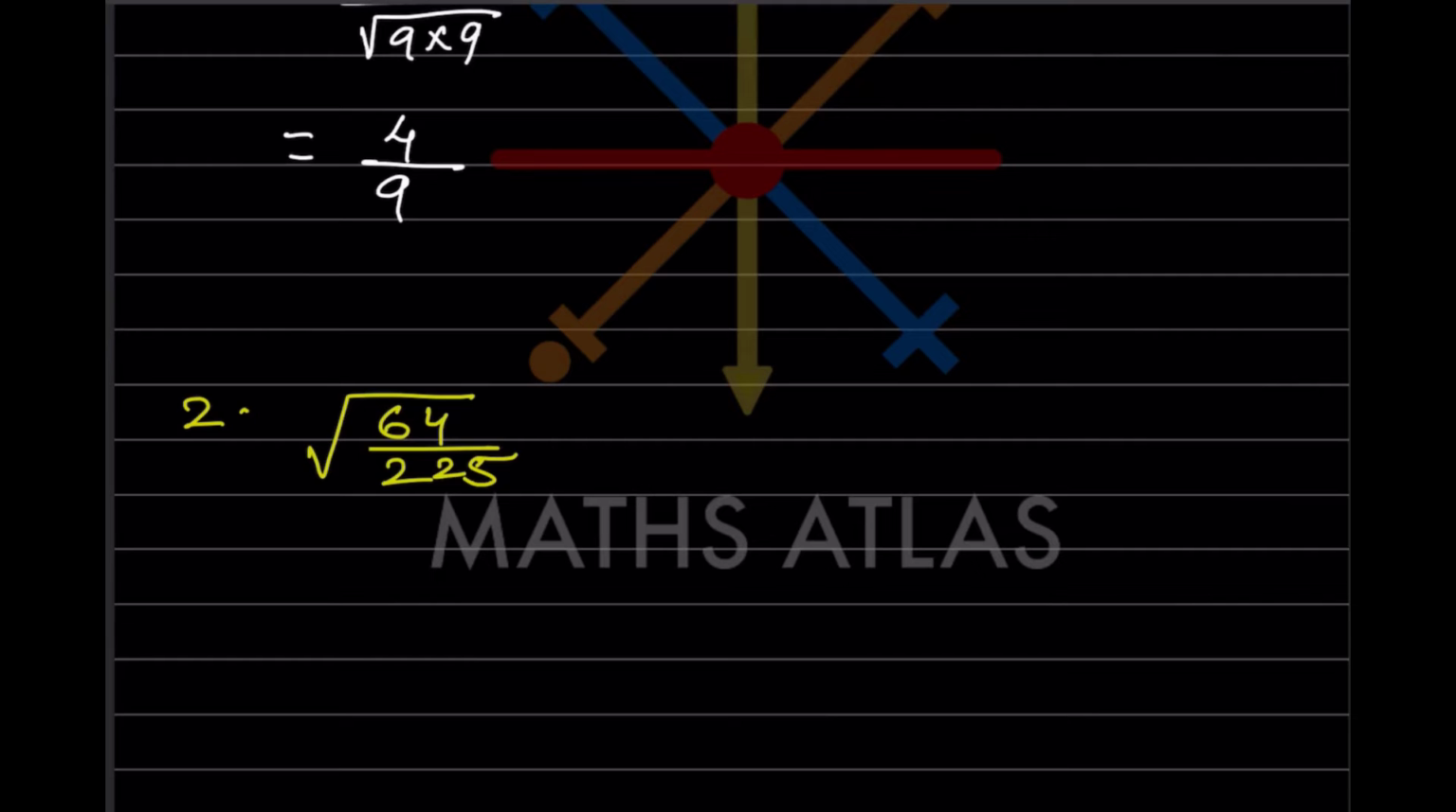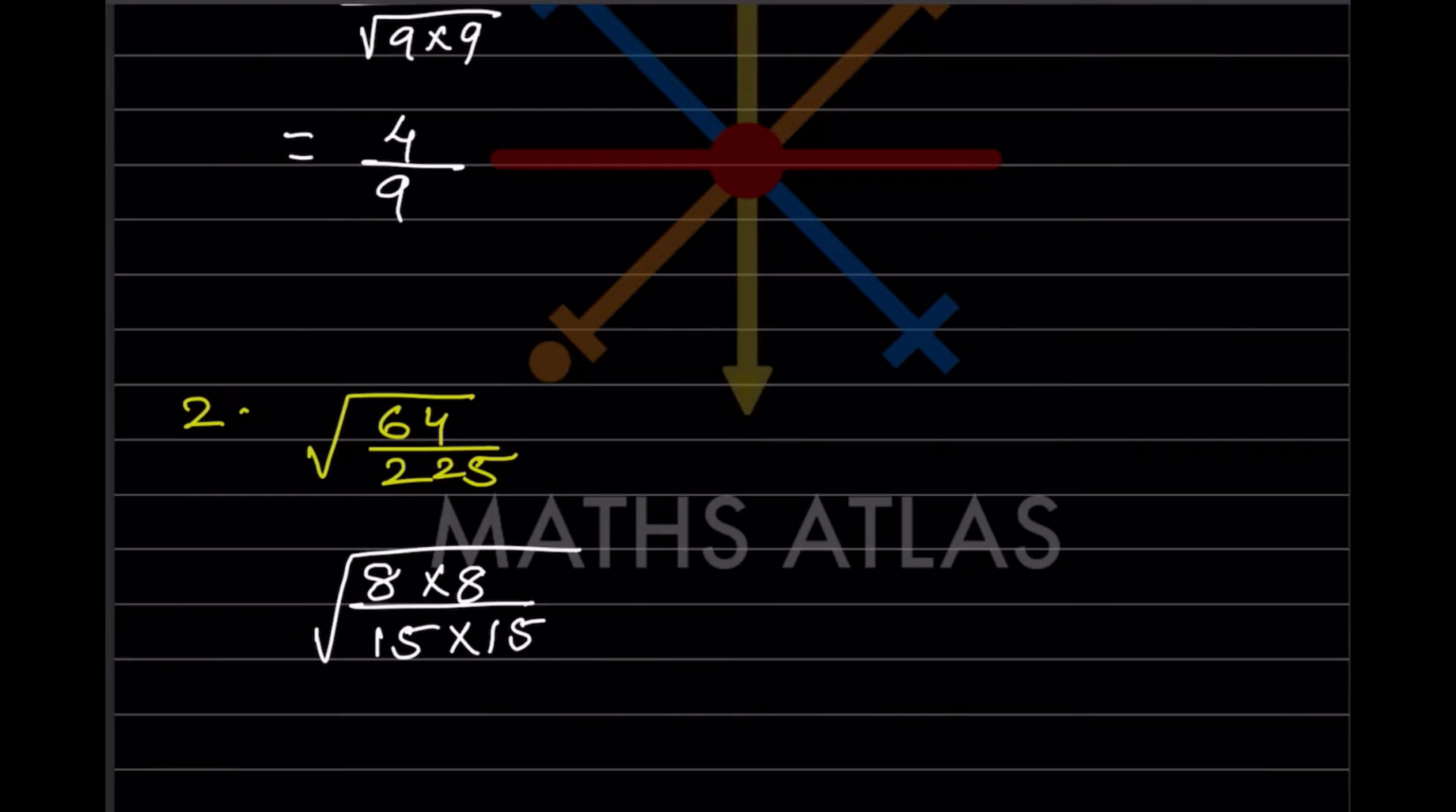Again, now here you can see this also is a perfect square and this also is a perfect square. So here this will be 8 into 8, and this is going to be 15 times 15. You have to make sure that you know the squares of at least till 20. Then it is easier.